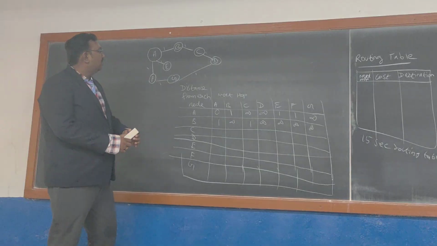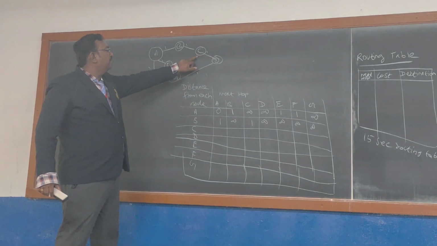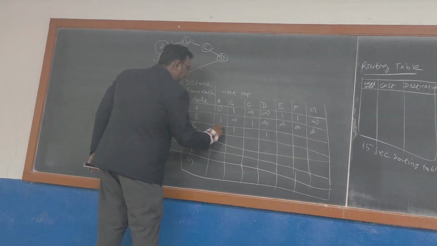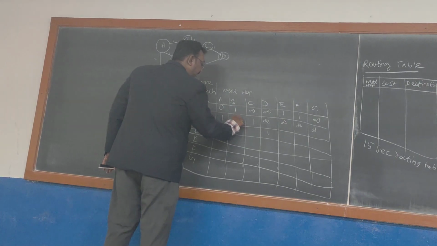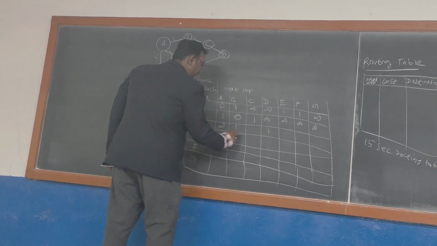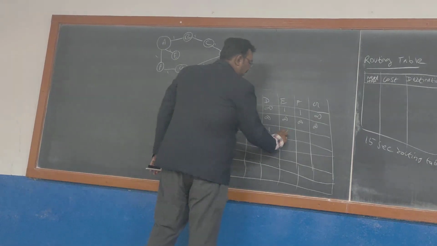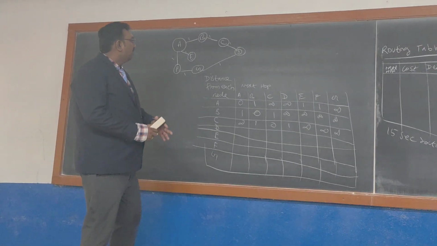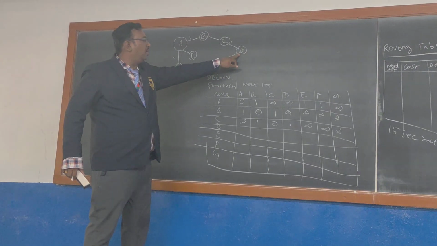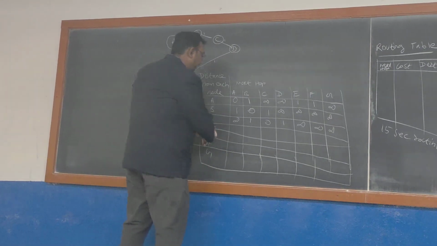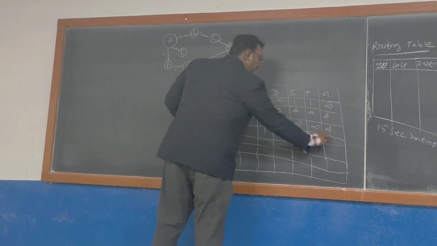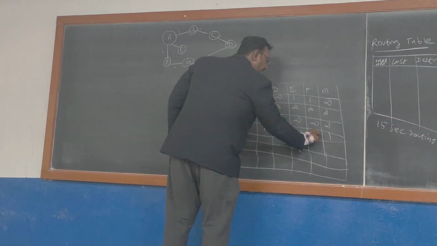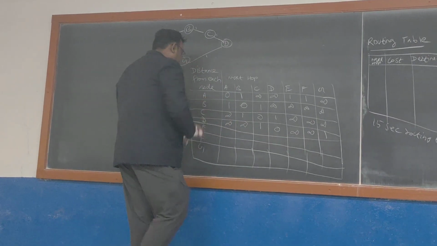Likewise C. For C, what are the neighbors you have? C to B and C to D. So from C, you have a path to B and D. From C to C you put 0, and the others are infinity. Again for D, you have next hops C and G. From D, C and G you put 1, D to D is 0, and the others are infinity. Likewise E.